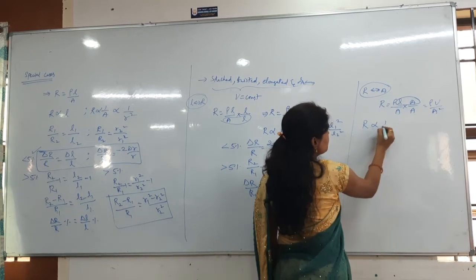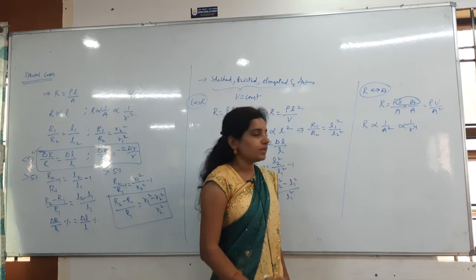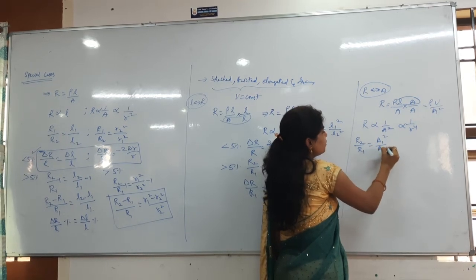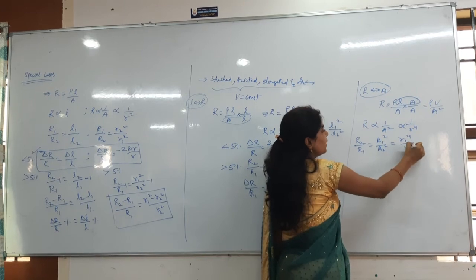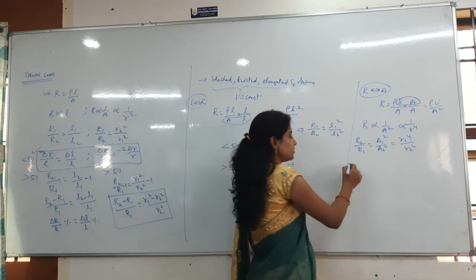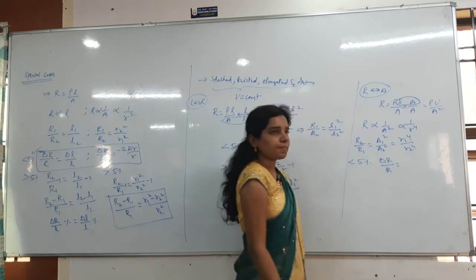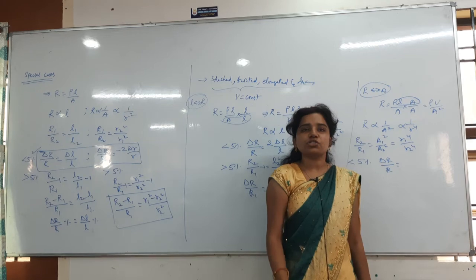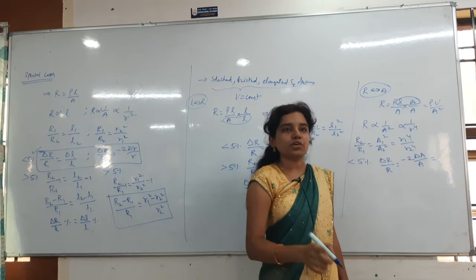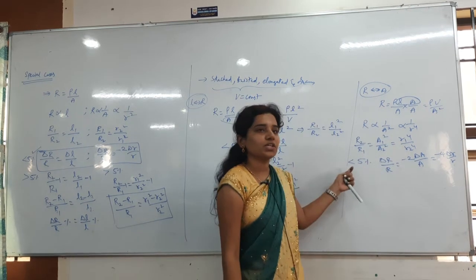Then R is inversely proportional to A square and also inversely proportional to R power 4. Then now R2 by R1 is equal to, what can I write, A1 square by A2 square is equal to R1 power 4 by R2 power 4. That is what you will get in terms of radius and area. Now if the percentage change is less than 5%, then delta R by R is equal to, what can I write simply, minus 2 into delta A by A, and also minus 4 into delta R by R. That is when the percentage change is less than 5.